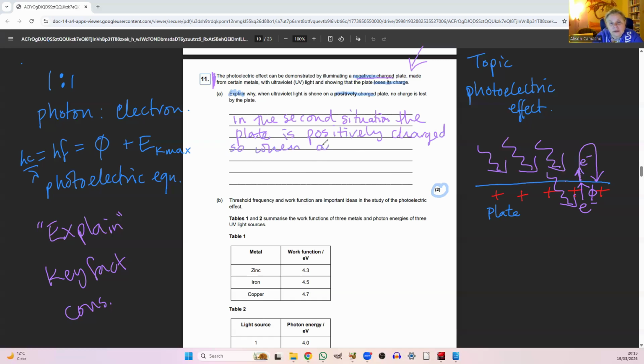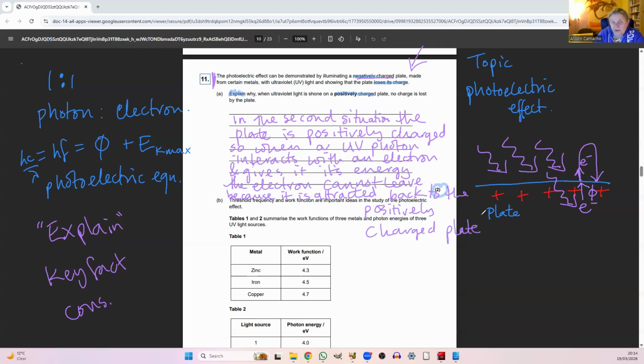So when a UV photon interacts with an electron and gives it its energy, the electron cannot leave because it's attracted back to the positively charged plate. Or something like that. I mean, it's words to that effect.